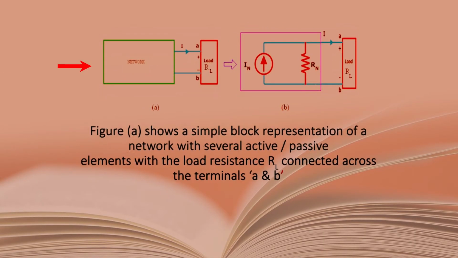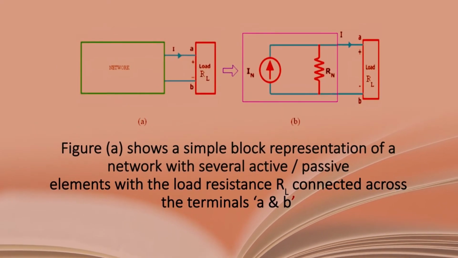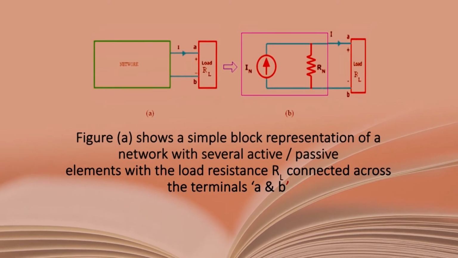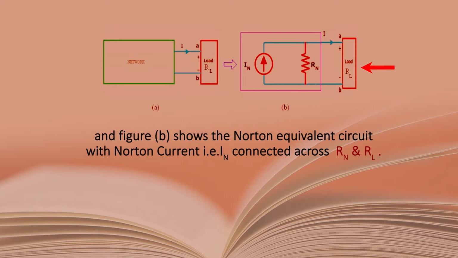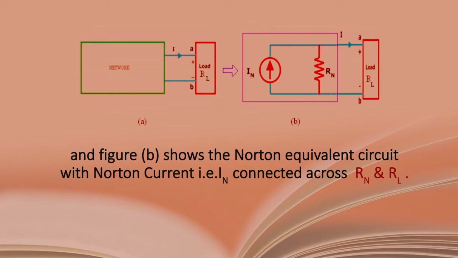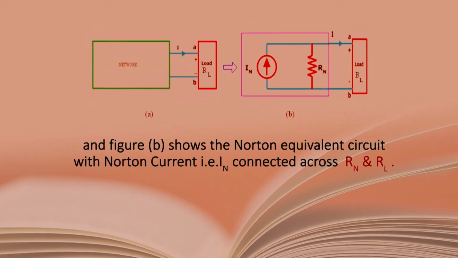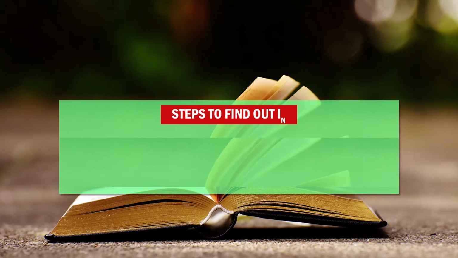Figure A shows a simple block representation of a network with several active and passive elements with the load resistance RL connected across the terminals A and B. And figure B shows the Norton equivalent circuit with the Norton current, that is IN, connected across load resistance RL and Norton resistance RN. Now what are the steps to find out Norton current and Norton resistance?